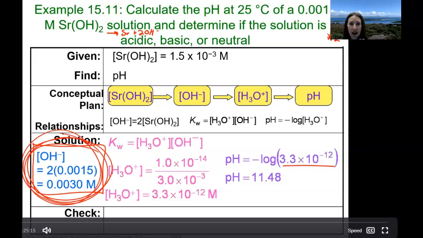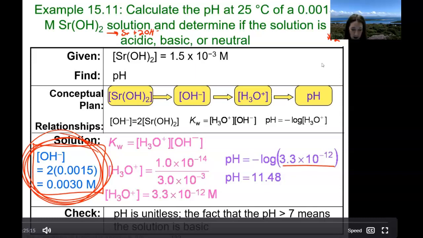Now, how do you know if it's a strong base? You have to memorize the strong bases, and everything else is weak. Again, I will go over these strong bases in a few minutes, along with our strong acids, just to remind us which ones are strong and which ones are weak.